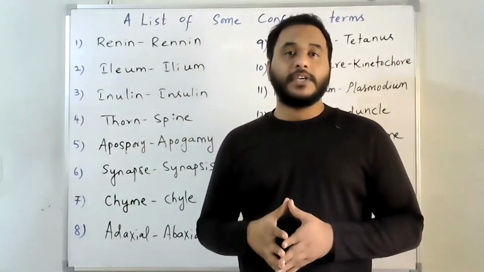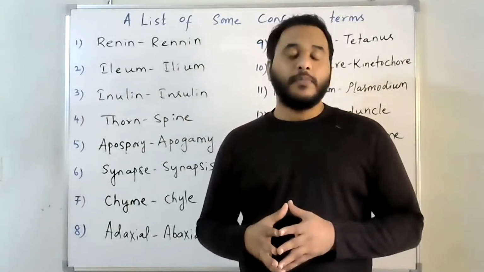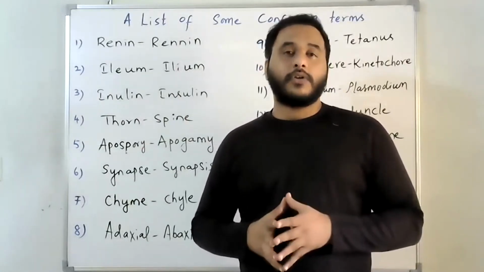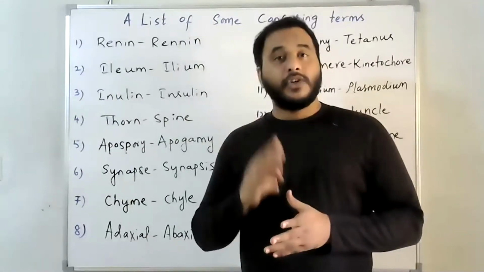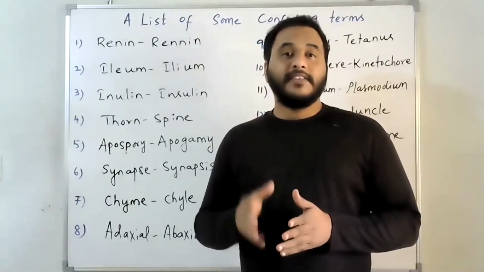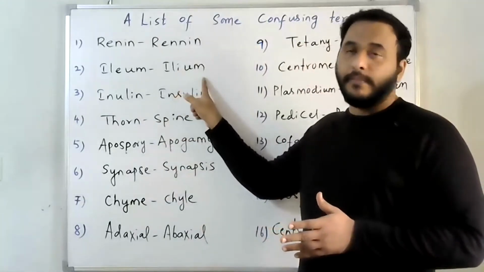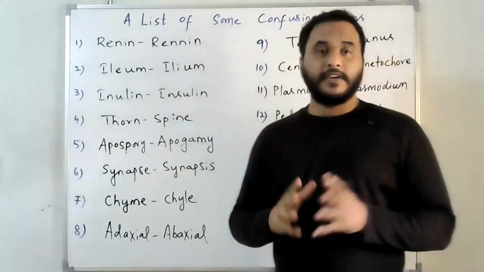Next, ilium. It's a part of the pelvic bones. In the pelvic region, the pelvic girdle, we have a set of bones called coxal bones. Each coxal bone is made up of three bones again: ilium, ischium, pubis. Ilium, the first one, I-L-I-U-M. So that is the difference.